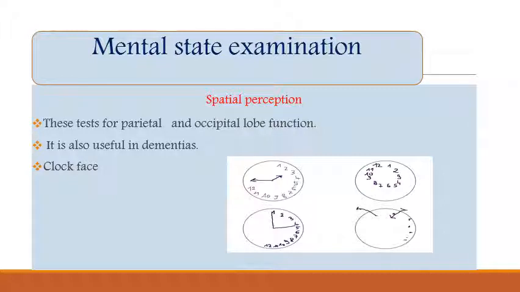For example, the spatial perception. It is a test of both parietal and occipital function. For example, I will ask the patient to draw a clock and put the pointer to the hour 10 and 10 minutes. We notice here the patient can't place the numbers correctly. He is ignoring some spaces. This means that the patient has a spatial perception problem and has parietal and occipital lobe dysfunction.